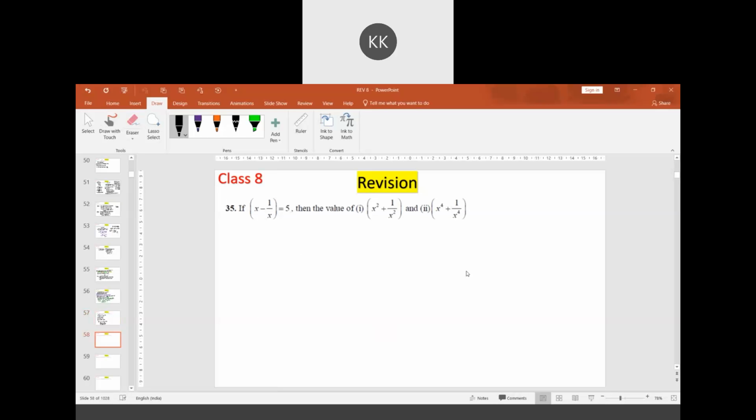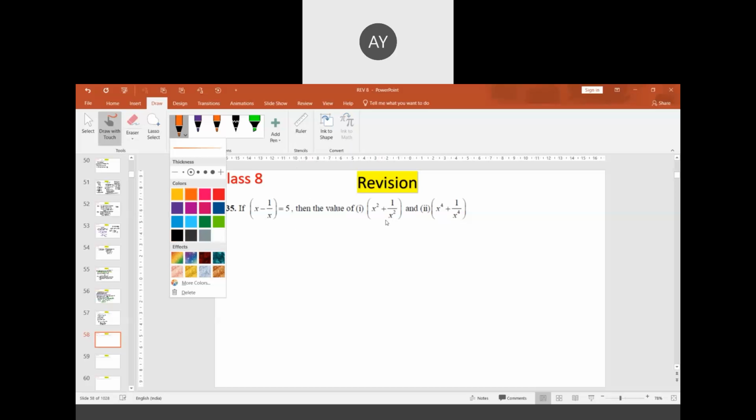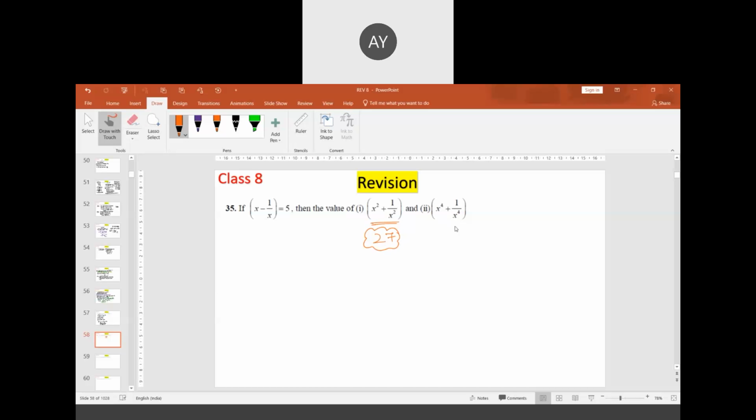Next question is also on similar lines. So I'll leave this, because here also we have to do squaring on both sides. The answers will be different. It will not be 23. What will be the answer on the right hand side? 27. 27 will be the answer.